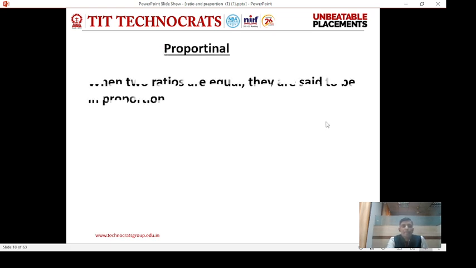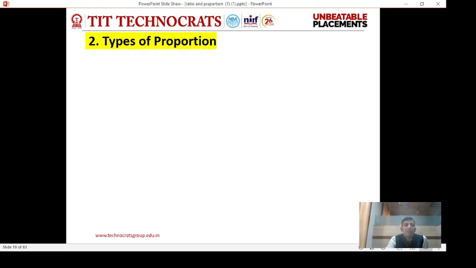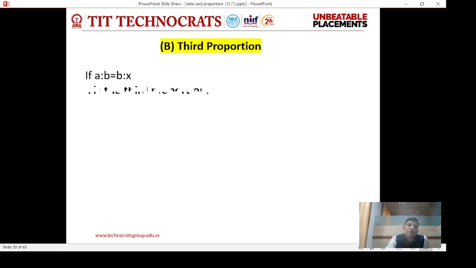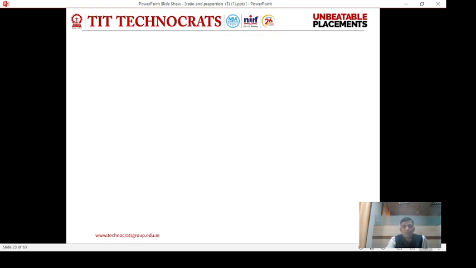Next, we will discuss proportion. When two ratios are equal, they are said to be in proportion. A upon B equals C upon D. Then we write it as A:B :: C:D. Okay guys, A, B, C, D are in proportion because A upon B equals C upon D. Types of proportion: fourth proportional, third proportional, okay, mean proportional.